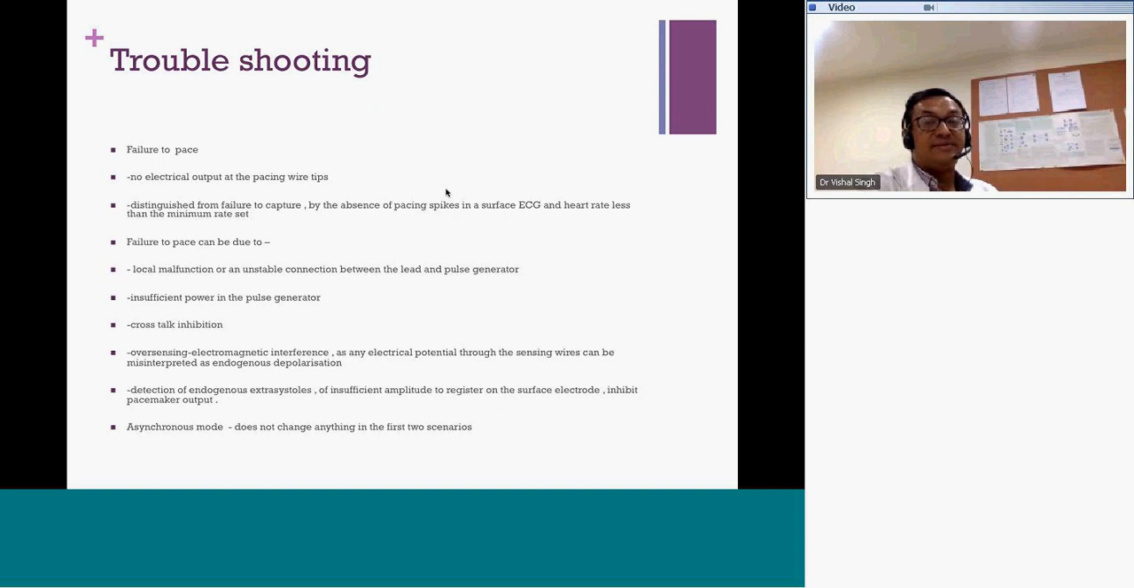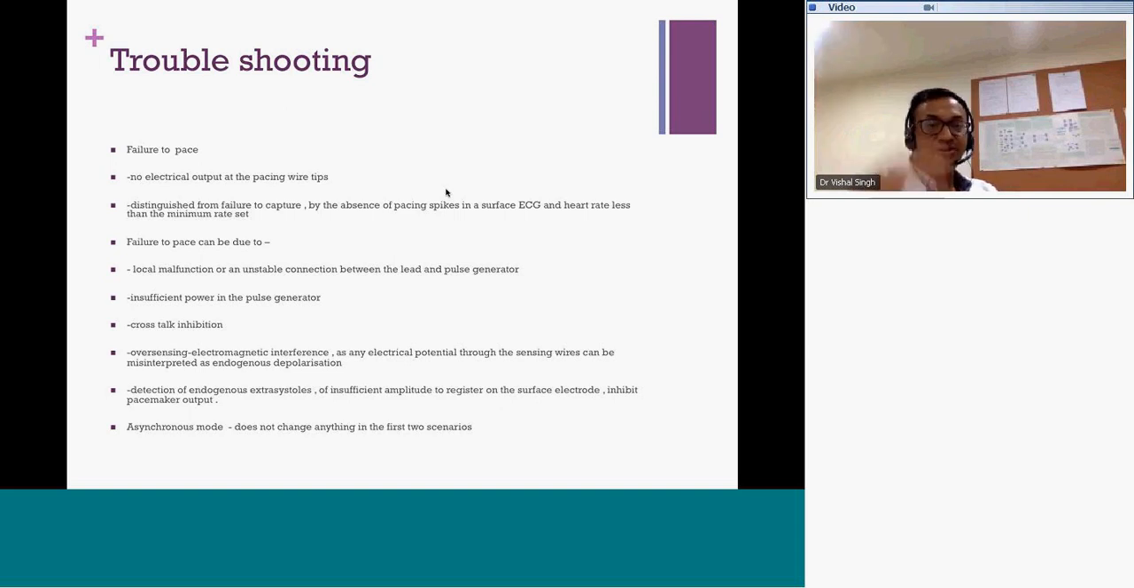In failure to capture, there will be pacing spikes, but won't be seen as a corresponding output. It won't be seen as a contraction after that. So that output will be a problem. That's failure to capture. But the pacing spikes will be seen on the monitor. In failure to pace, the pacing spike will not be seen on the monitor.